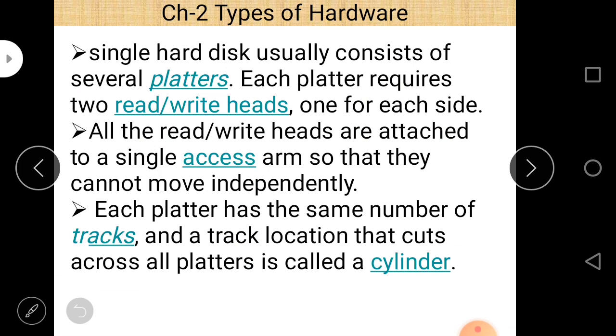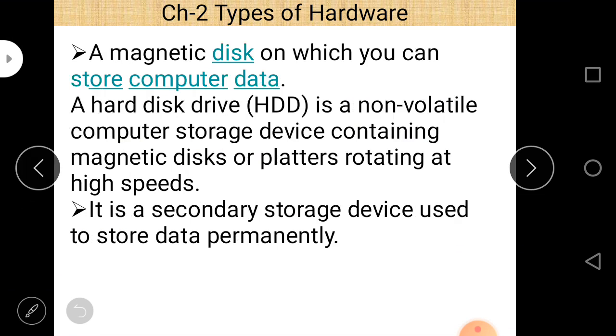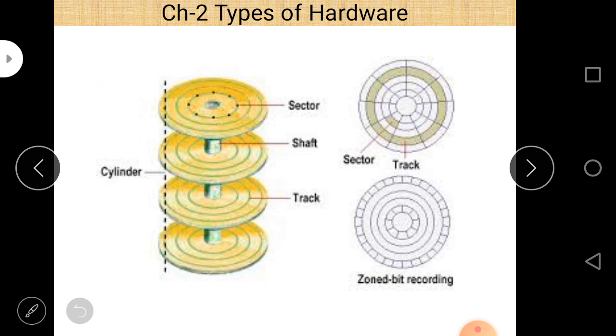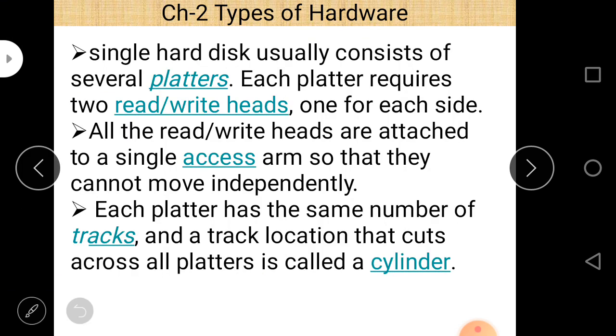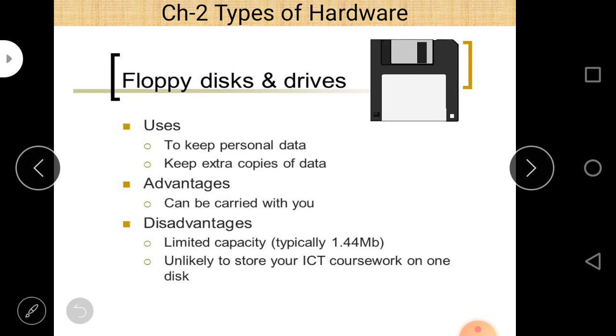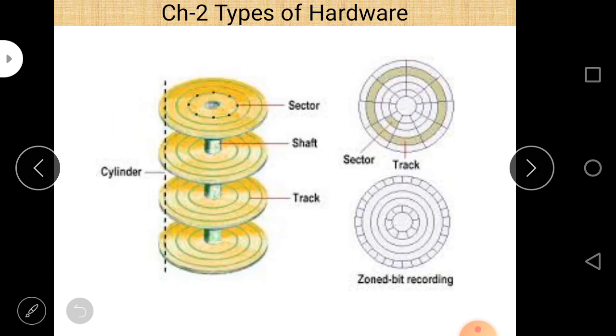Each platter requires two read-write heads, one for each side. And now there are two read-write heads, first one and second one. All the read-write heads are attached to a single access arm so that they cannot be moved independently. And we can see that this is a single access arm.